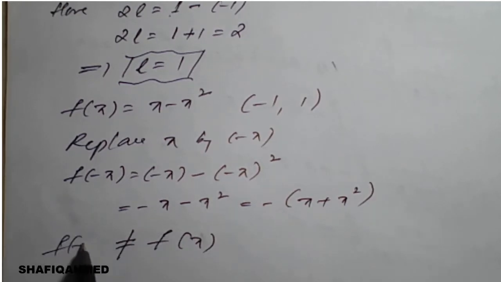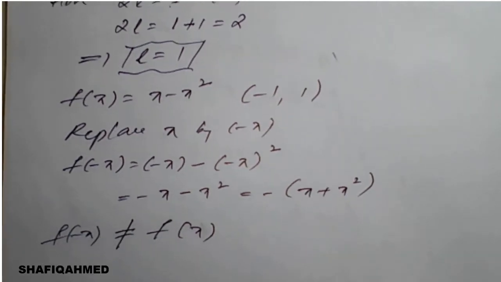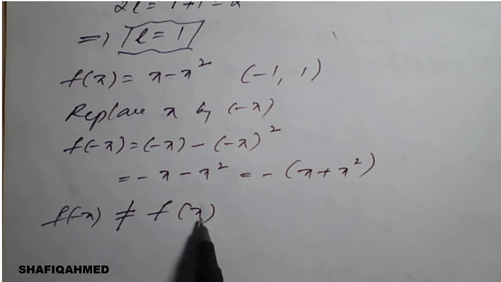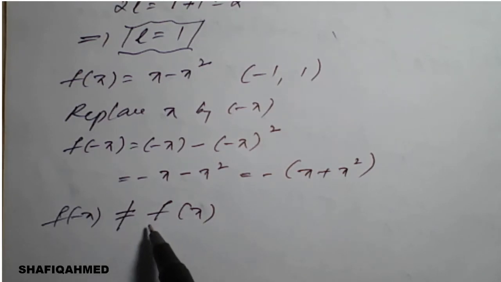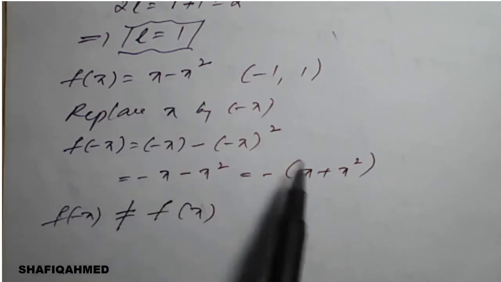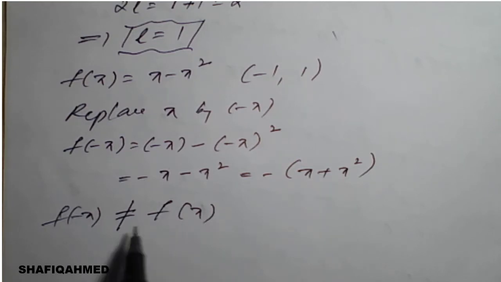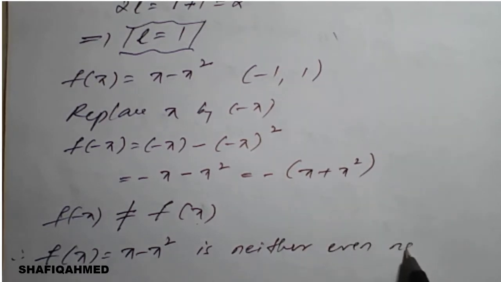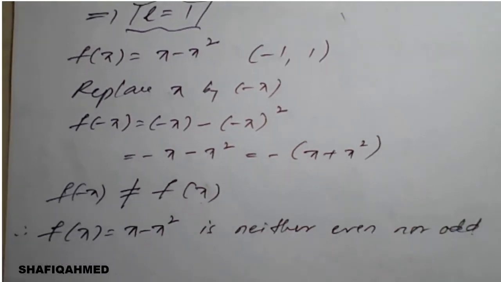If f of minus x is not equal to f of x, then I can say, because if it is plus f of x, it is even. If it is minus f of x, odd. But this is not coming plus as well as minus, because this function is something different. The actual function x minus x square we were supposed to get, but we are getting something else. So f of minus x is not equal to f of x. Therefore f of x is equal to x minus x square is neither even nor odd.